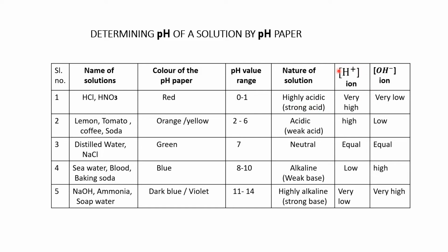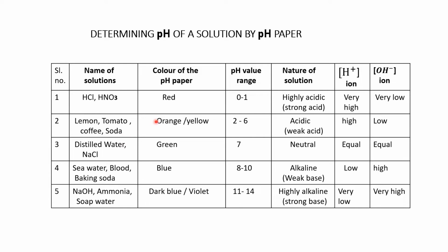Now what is the concentration of H+ ion? This is a very strong acid, so the concentration of H+ ion is very high and the concentration of OH- ion is very low. Now the question arises, why low? Because as you know, when water splits, it will split into H+ ion and OH- ion. So although there is an increase in H+ ion, at the same time there is also OH- ion.